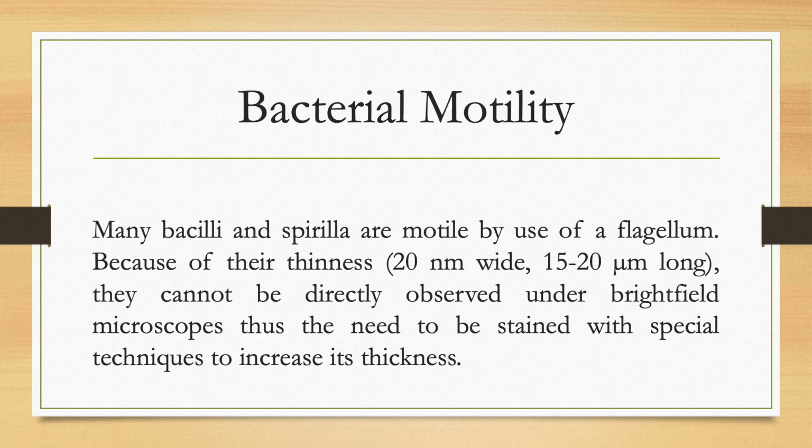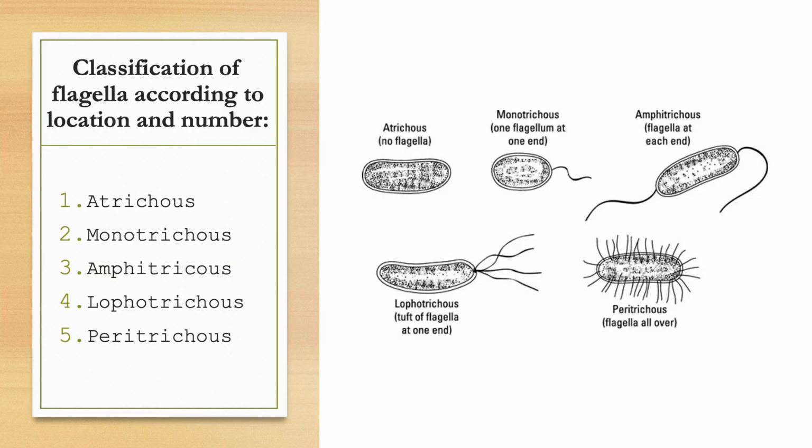Next, we will discuss another method of identifying our bacteria based on their motility or their ability to move. Okay, so many bacilli and spirilla are motile by the use of flagella. Now, because of the flagella's thinness, they cannot be directly observed under the bright field microscope, and thus you need to stain them with special stains or use other techniques to observe the flagella. Okay, so we can classify the presence of flagella using these terms.